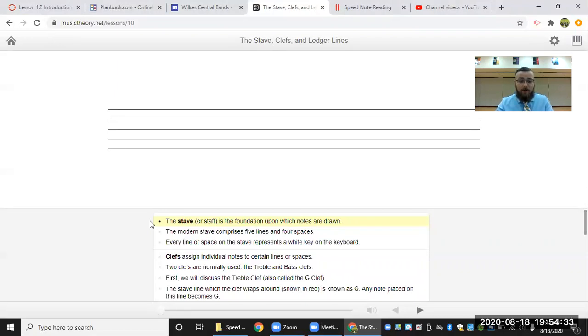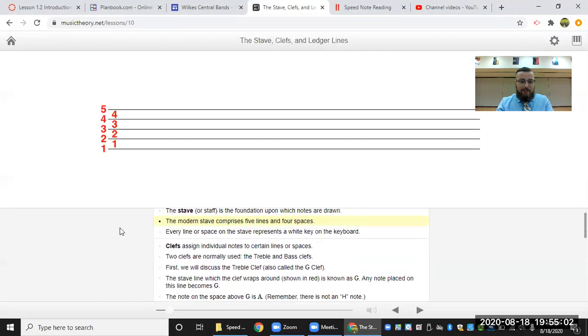The stave, also known as the staff, is the foundation upon which notes are drawn. Write that in your vocabulary. Put staff: foundation on which notes are drawn, and then the 5 lines, because the picture up there on the screen, right next to my head, that's the staff. So 5 lines is a staff. While you're writing that, I'm going to keep going because I don't want this video to go forever.